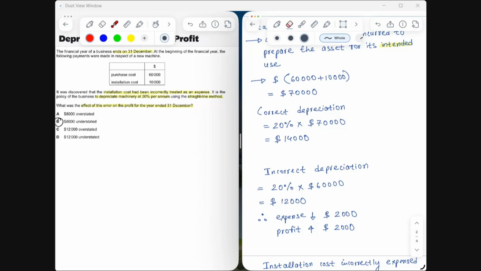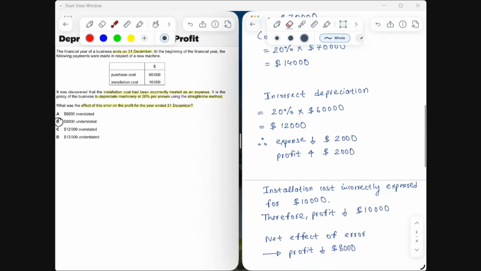So what's happening with the installation cost? The installation cost incorrectly has been expensed, okay, for $10,000. So obviously expenses have increased by $10,000, which led to the profit decreasing by $10,000, okay? So here we have two different errors. First of all, profit was overstated by $2,000 due to the incorrect depreciation, and then due to the incorrect expense of installation costs, the profit was understated by $10,000.